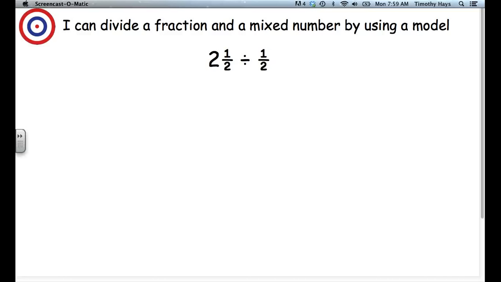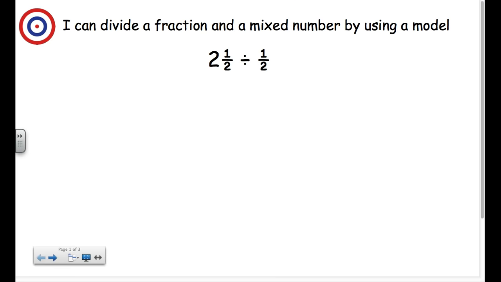Hey mathematicians, in this lesson we're going to be dividing a fraction and a mixed number by using a model. So here we go. We have 2 1/2 divided by 1/2. And what this is asking us is how many 1/2 size groups can we get out of 2 1/2?